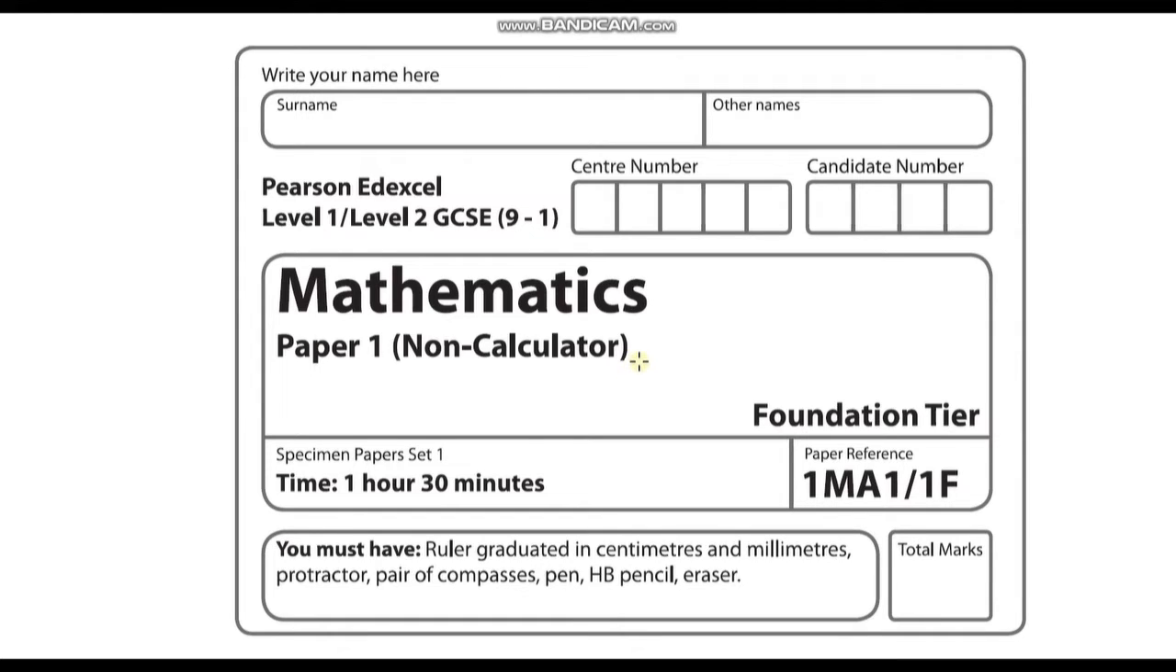So in the video description I've put a link to this paper, so I encourage you to download that paper and have a go at it yourself alongside me, and make sure you have all the correct equipment as well before you go. So make sure you've got a ruler, a pair of compasses, a protractor, a pen, a pencil and a rubber. They put a razor here, but obviously I'm doing this in the UK and we like to use rubber instead of a razor. So, without further ado, let's get cracking.